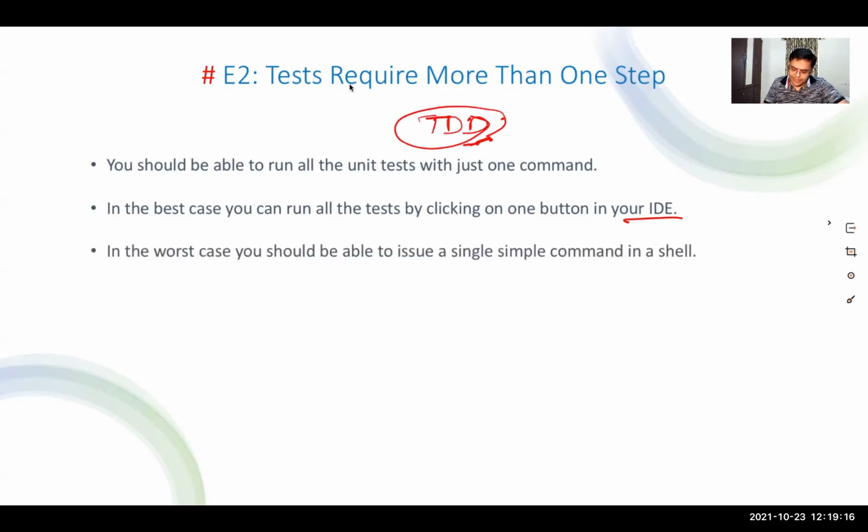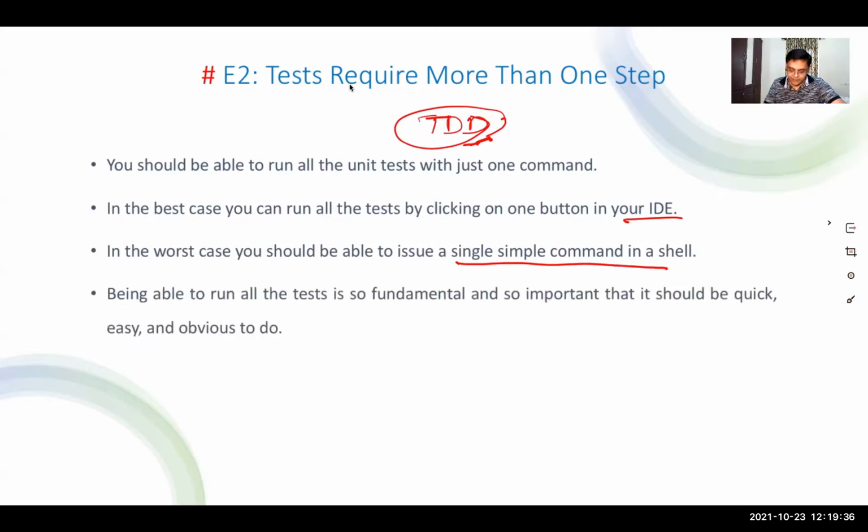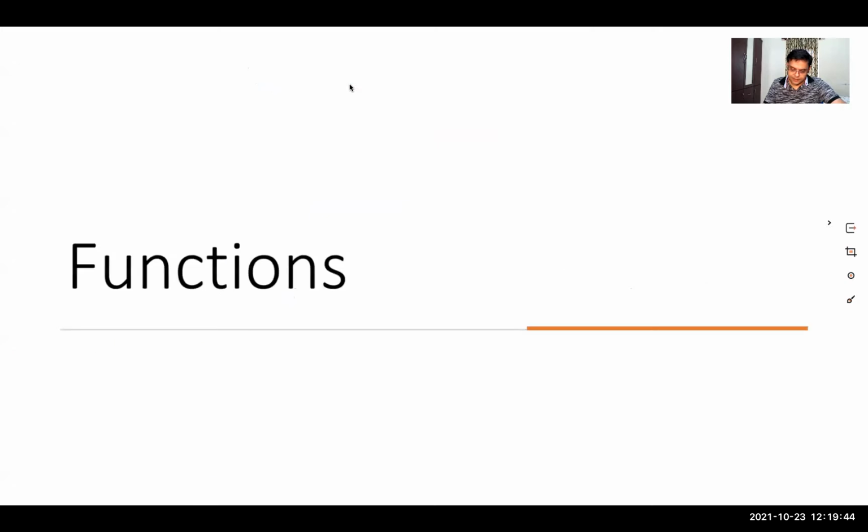Or, in the worst case, you put a single command into the shell. Even that is the worst case. One simple command into the shell to run your test cases. The better thing is that you click one particular button and run it there. Running tests should be very quick and very easy, and it should cover almost all of these things. So these are the environment things.